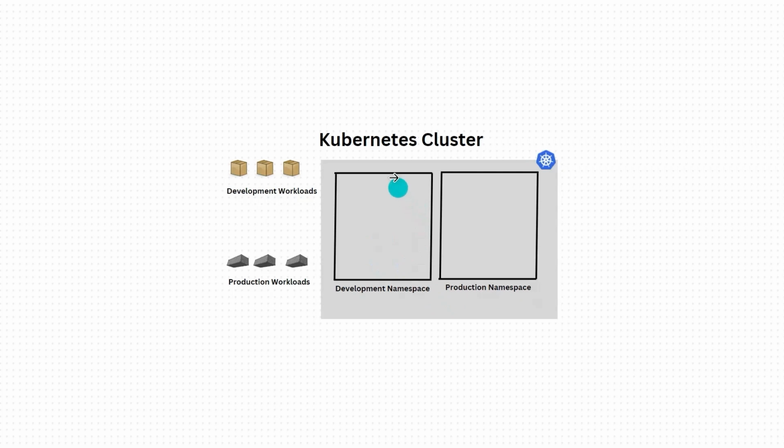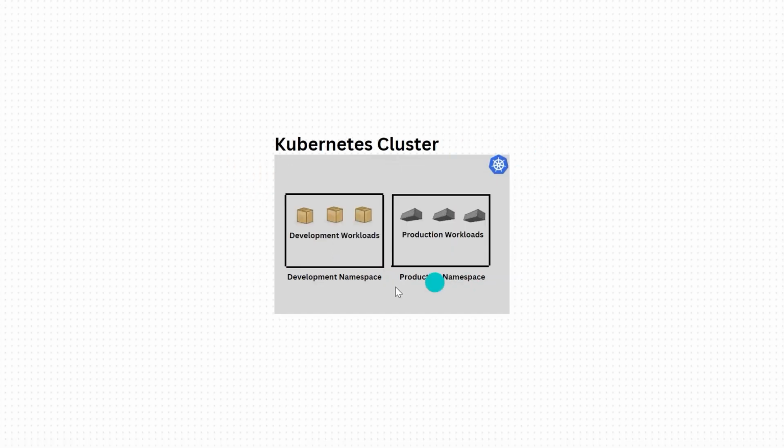So here you can see the box here. This is the development namespace and the box here is the production namespace. And then you can deploy the development workloads in the development namespace and the production workloads in the production namespace. So in this way, using Kubernetes namespaces, you can isolate and organize your workloads in a Kubernetes cluster.